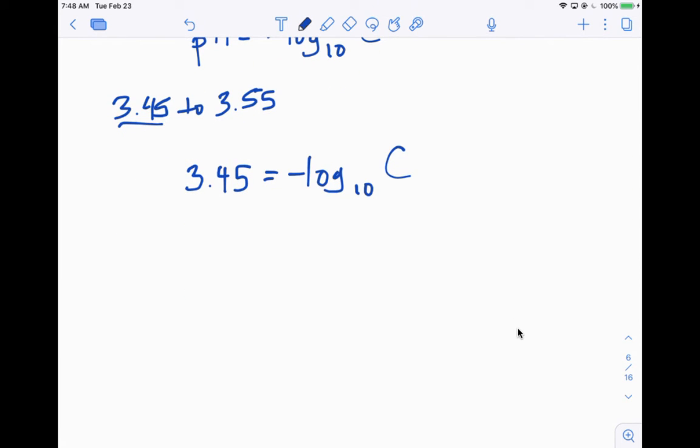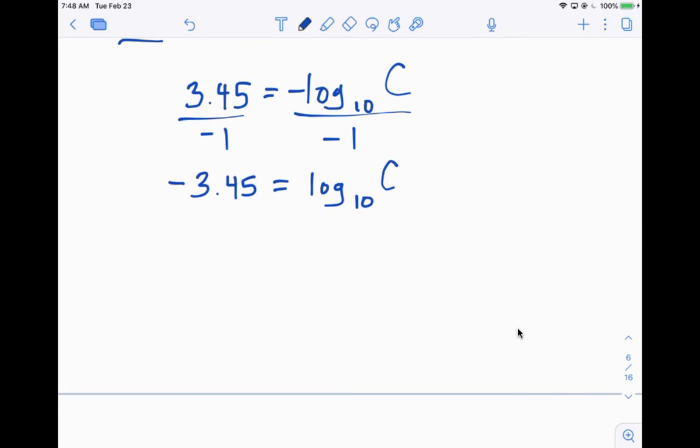Now don't be confused. There is no such thing as a negative log. Just like there's no such thing as a negative x. Negative x is not a thing. We have negative 1 times x. So that's what we also have here. So I'm going to get rid of that negative part simply by dividing by negative 1. We get negative 3.45 equals log base 10 of C.